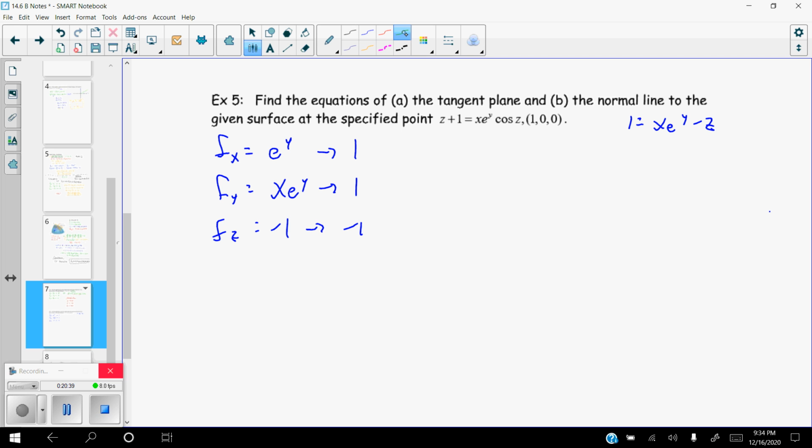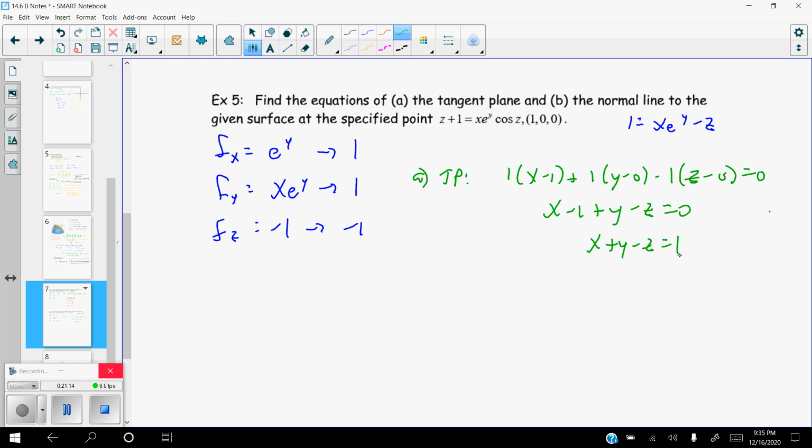Now we can write the equation of the tangent plane. So the tangent plane is going to be 1 times (x minus 1) plus 1 times (y minus 0) minus 1 times (z minus 0) equals 0. We can simplify this one. That's x minus 1 plus y minus z equals 0. And technically, we can add the 1 to the other side. That would be a very simplified form of the tangent plane. Didn't have to go that far, but I did.